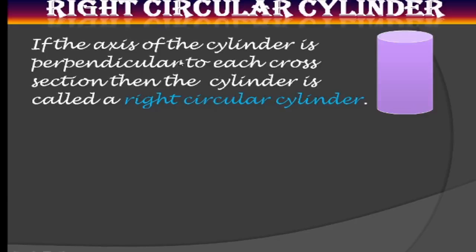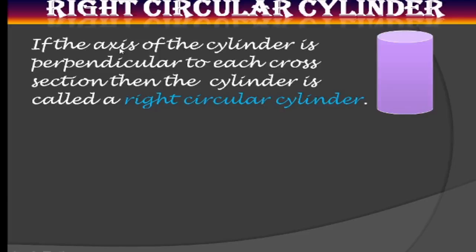So, the axis: a cylinder has two circular faces. The circular faces have a center. It is a circular shape, and a circle has a center. The line segment joining the centers of the two circular faces is what we call the axis of the cylinder.